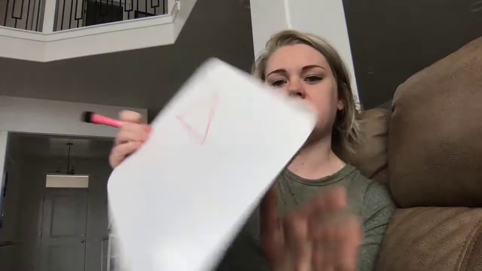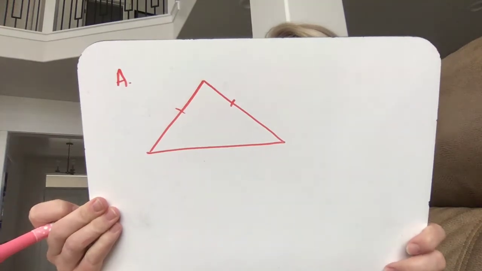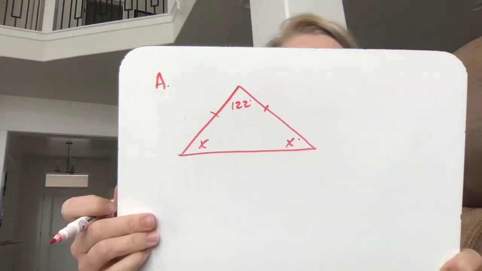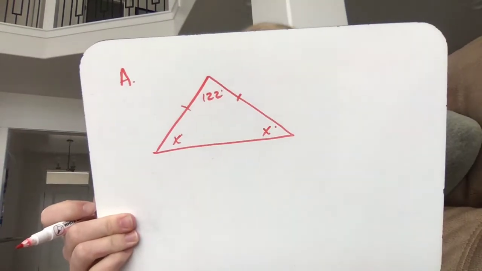So, if we look at A, we have an isosceles triangle because two sides are exactly the same size. You know they're exactly the same size because of those tick marks. So if you see one set of tick marks, then that means that anything with this tick mark is exactly the same size. So then we have the inside of 122 degrees, and then an x degree and an x degree. So you're trying to figure out what is the measurement of x.